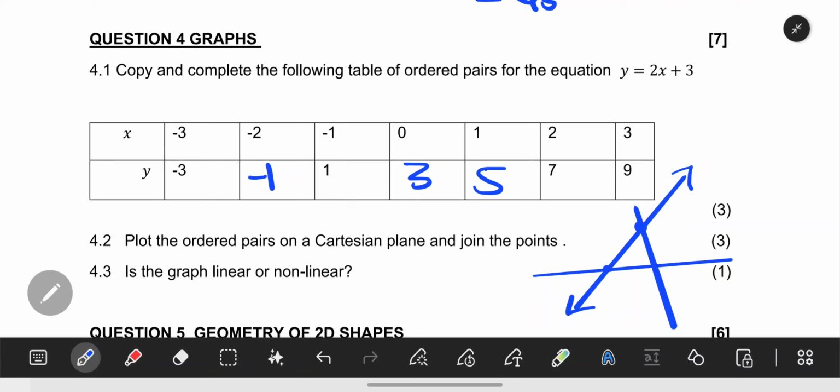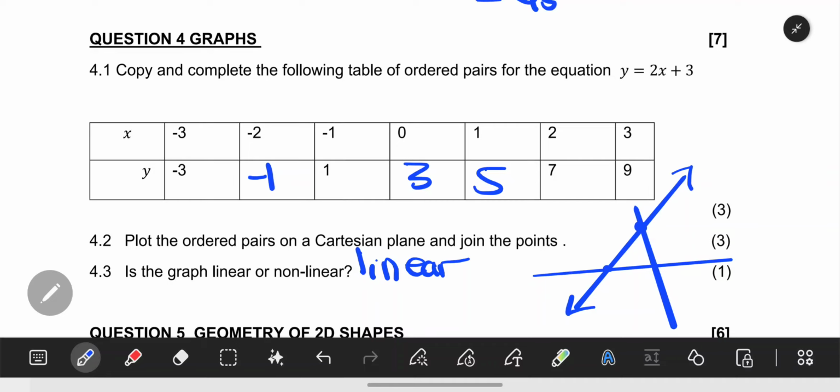And they ask, is the graph linear or non-linear? So guys, if your graph is a straight line graph, it's linear, because linear simply means straight line. So what is our answer here? It's going to be linear. Linear simply means straight line, in other words.